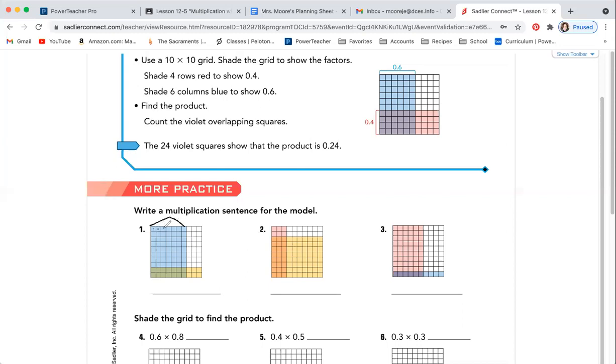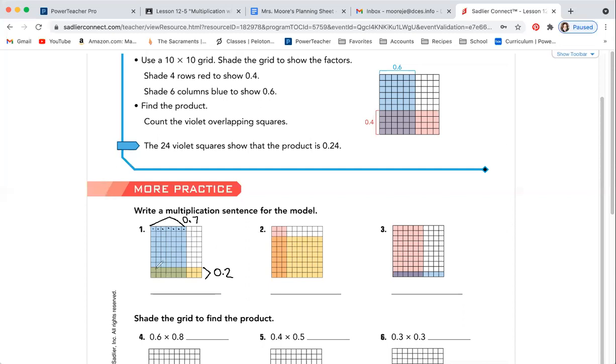1, 2, 3, 4, 5, 6, 7 tenths. So how would you write 7 tenths? You would write 0.7. How many tenths are colored with the yellow? 2 tenths, right?